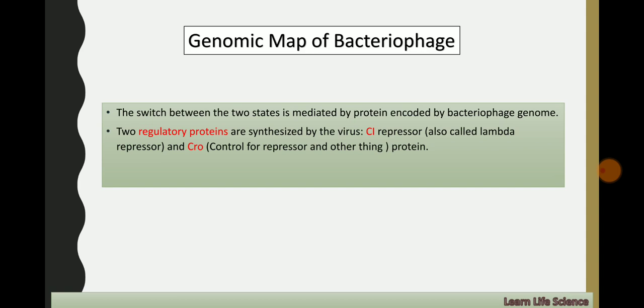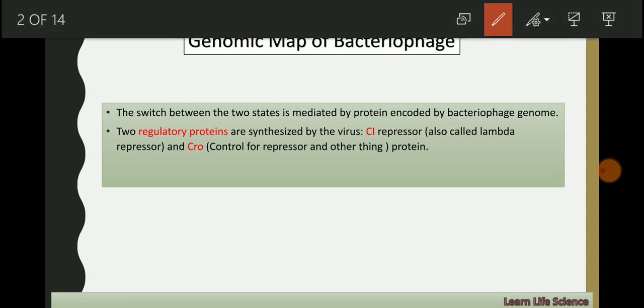So genomic map gives you a proper outline or proper localization of various genes that are involved in a defined genetic region. Okay, so the switch between the two states, that is lytic and lysogenic cycle, is mediated by proteins that are encoded by bacteriophage genome.